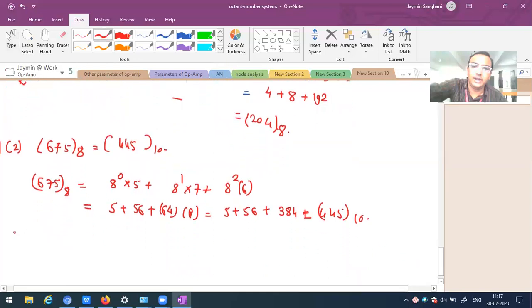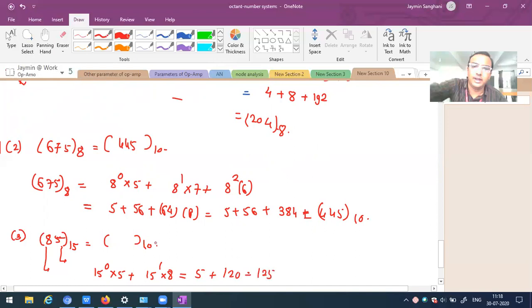See the third example. In the third example, I have put data with base 15 that we would like to convert into decimal. At that time, consider this is the lower value, this is the upper value. So 15 raised to 0 multiplied by 5 plus 15 raised to 1 multiplied by 8. Here 15 raised to 0 means 1. So 5 plus 15 times 8 is 120. So it converts into decimal number 125.